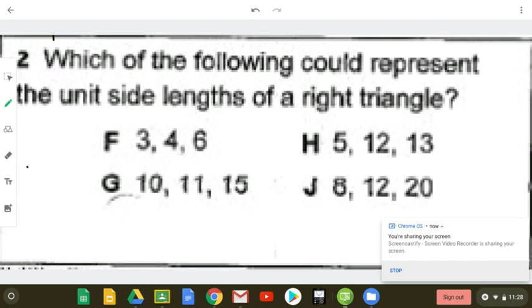We're on series one, page five, problem number two. This one's pretty simple and straightforward. It says, which of the following could represent the unit side lengths of a right triangle?